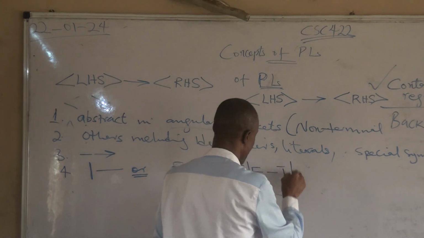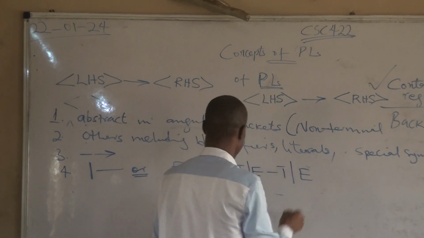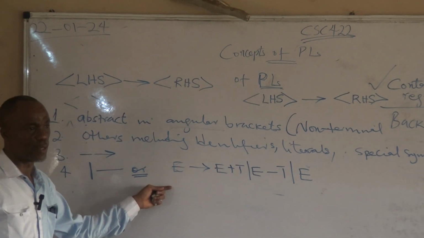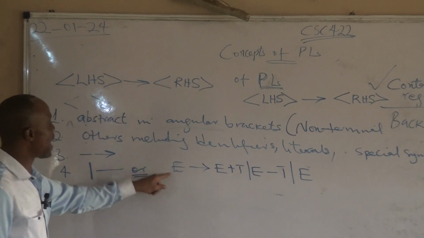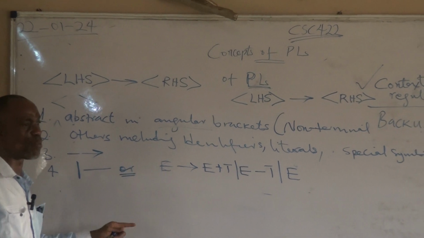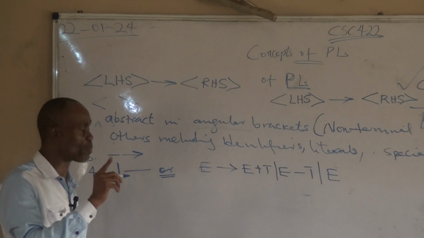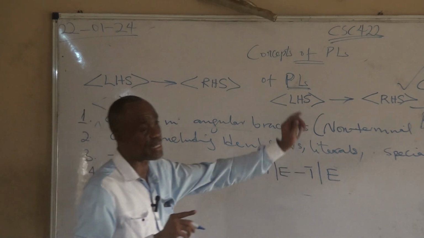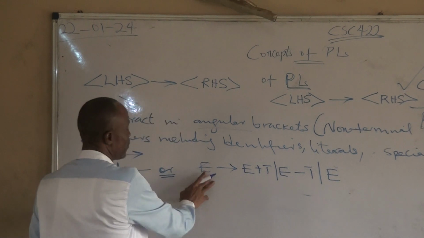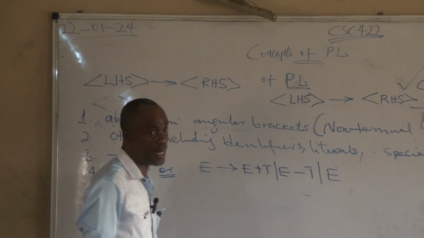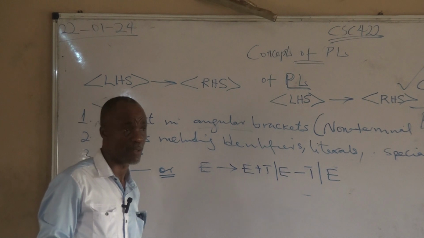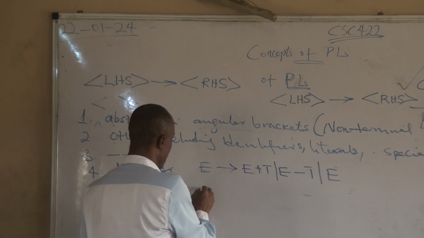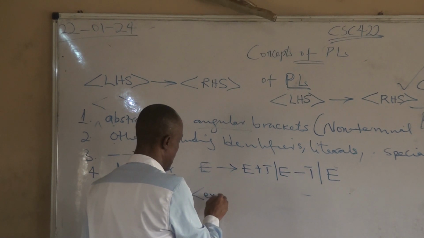E minus T and even E. This is context-free grammar now, because in context-free grammar, the left-hand side must be made up of one and only one symbol, but the right-hand side can be any number. So now, this is a good example of a production. True or false? Good.